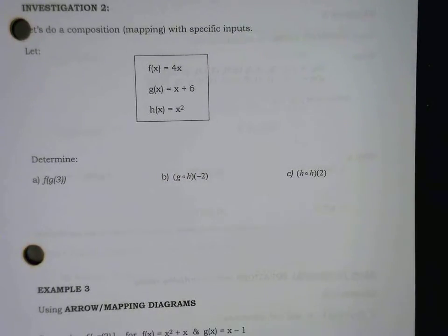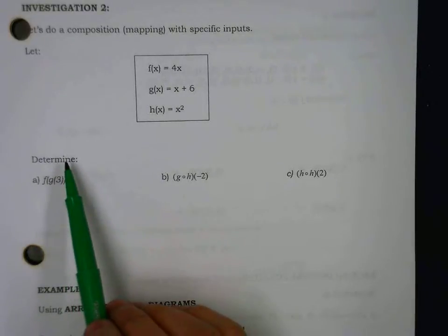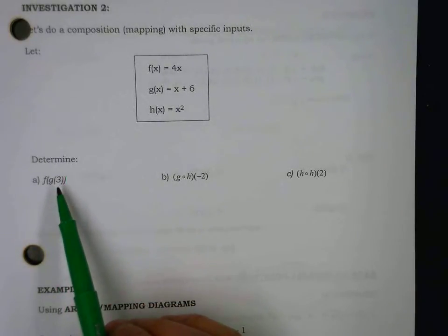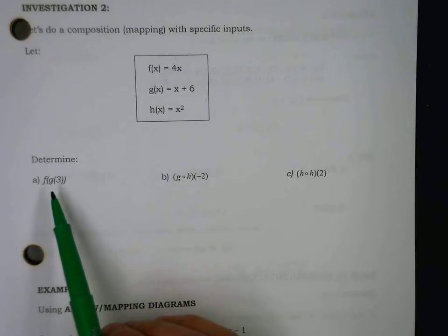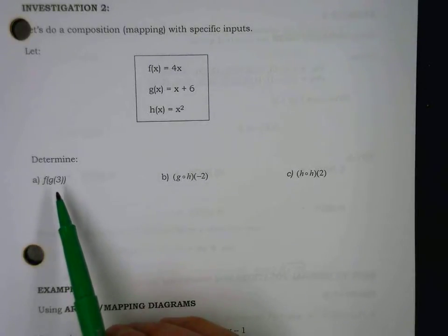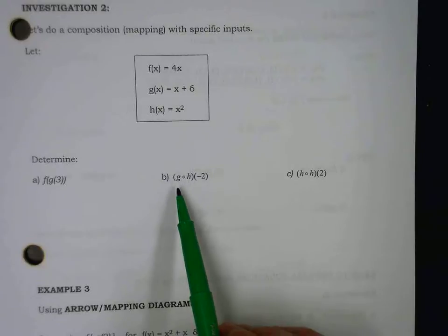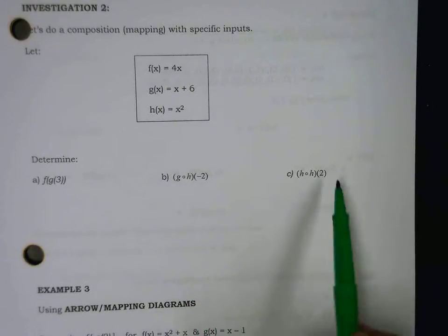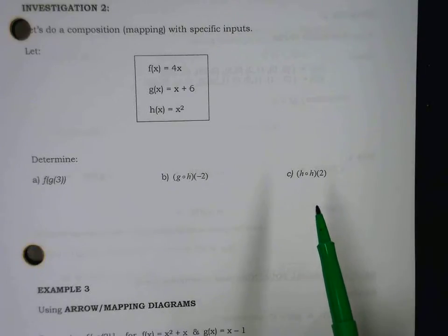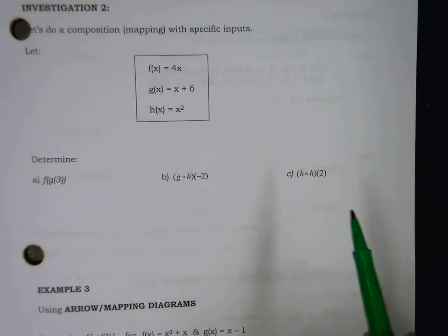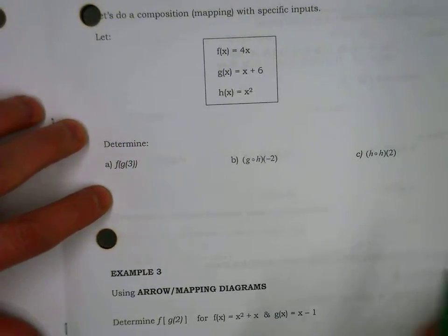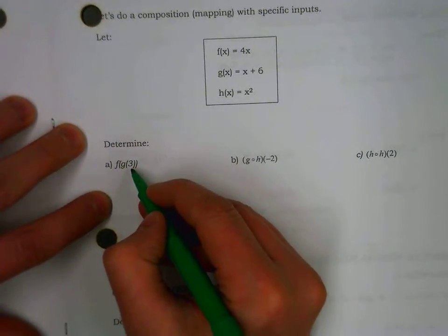We have 3 separate questions. The first asks us to determine f of g of 3, which means we're looking very specifically at an answer to the question as a value. The others are g of h of negative 2, and h of h of 2. And the last one seems a bit strange because we're placing a function inside of itself. Well, let's do this one step at a time, and for letter A, we have f of g of 3.